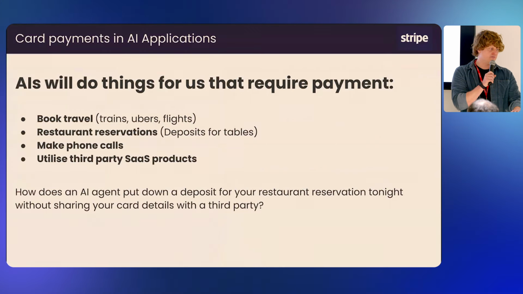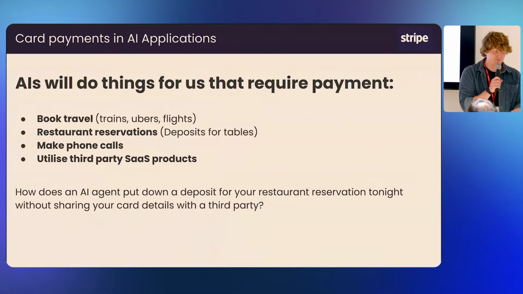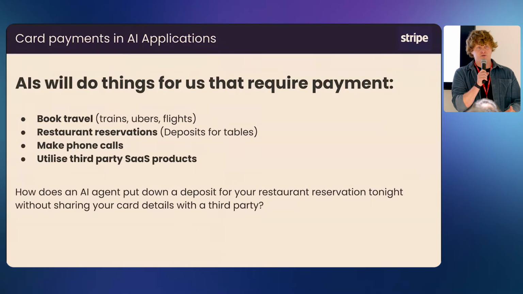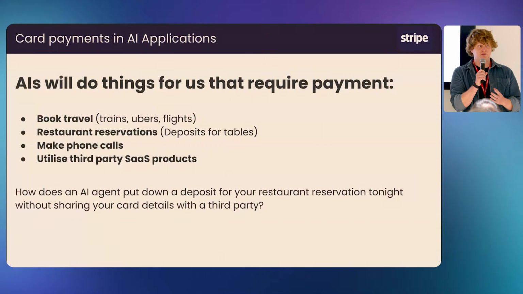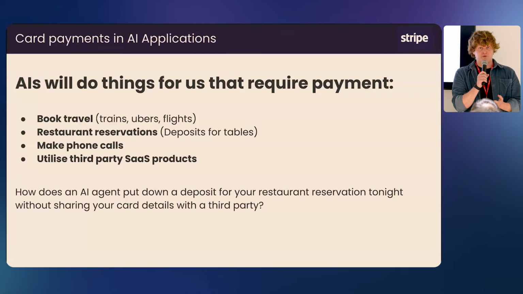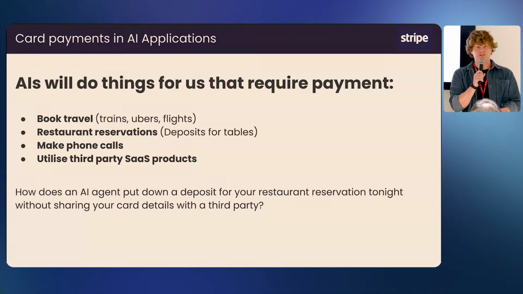Okay, so let's talk about AI in payment apps. Today, a lot of AI agents pull information. It's great for information retrieval, but we're now getting to the point where they start to do things. If your agent needs to make a restaurant reservation, book a train, book a flight, that actually requires a payment. And it's an interesting problem because you don't want your card details going to a third party. You've got to be really careful when designing these agents to build them securely, so your customers' details remain secure.